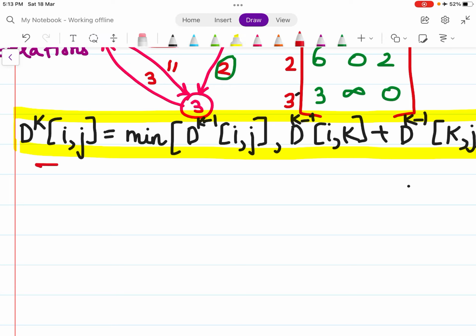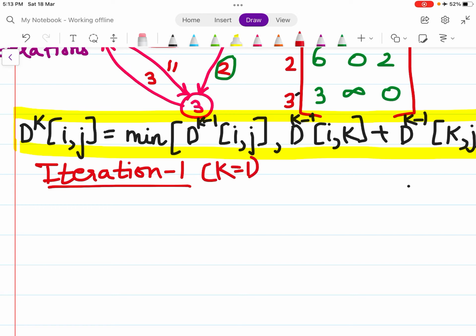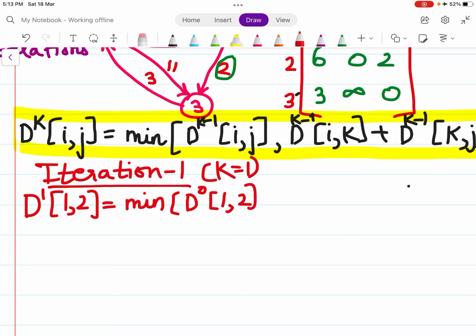So first we will perform the iteration number 1, that is k is equal to 1. So k is equal to 1. So d of 1, 1 comma 2 is equal to minimum of d of k minus 1. So 1 minus 1 is 0, 1 comma 2. Now for this there is a shortcut. What is the shortcut? First iteration is performed, k equal to 1.